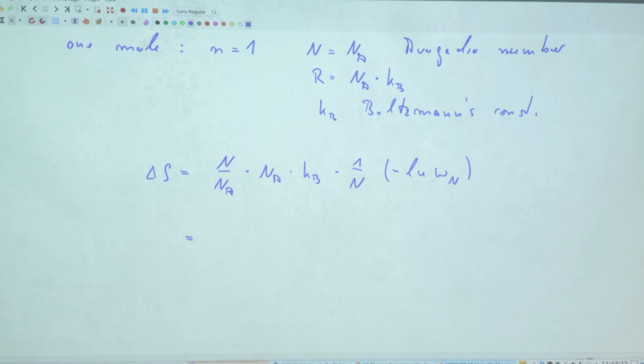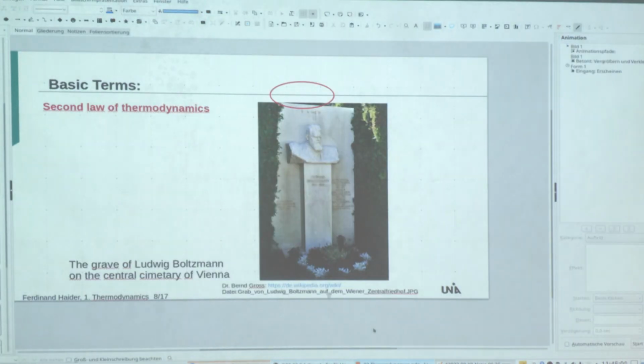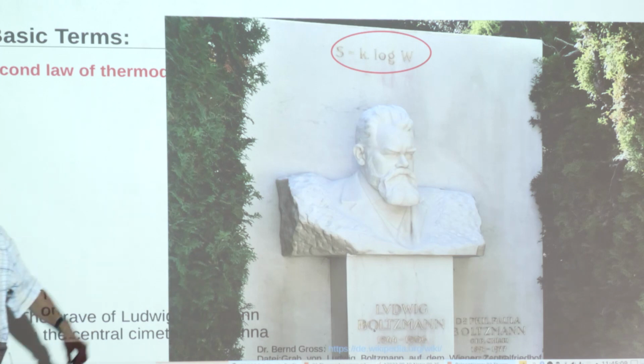And if we put all this together, we find this famous law going back to Boltzmann, that the entropy change between two different systems or two different states is given by the logarithm of the probabilities. Before, I don't know whether you remember, on the graveyard, the law is slightly different. The minus sign is missing.